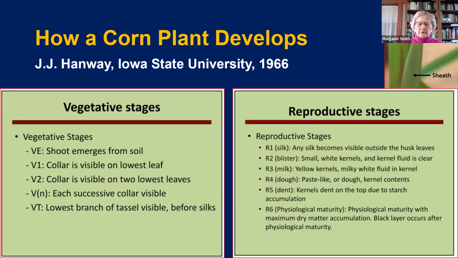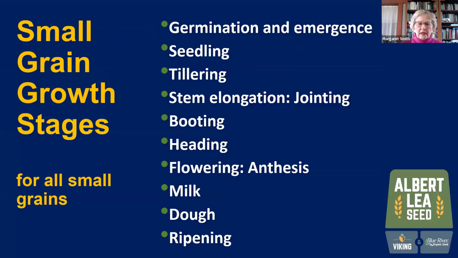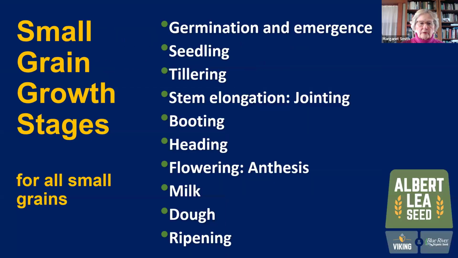These are important to know if the crop is damaged, the impact it might have on yield. So the same thing has been done for small grains. And I don't know what's happening with my slides here, but the small grain growth stages look a little different than corn. They're both grasses, but germination and emergence would be the same, the seedling stage. But with small grains, we have tillering.